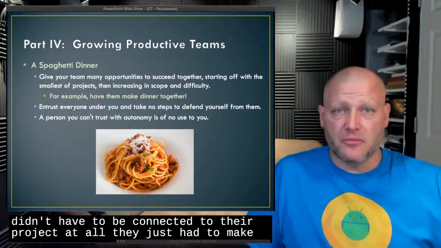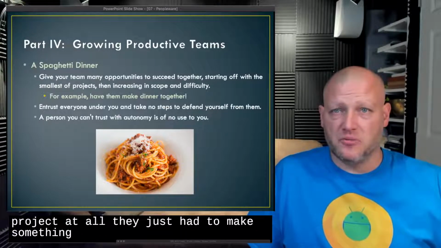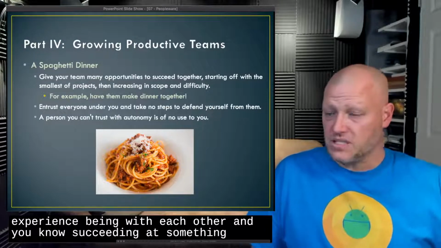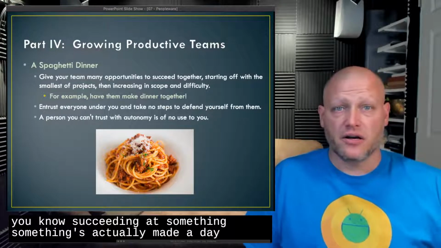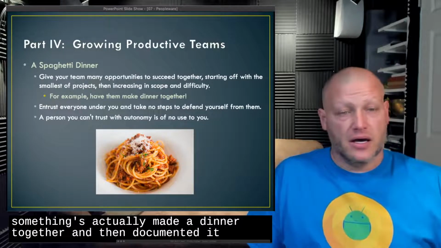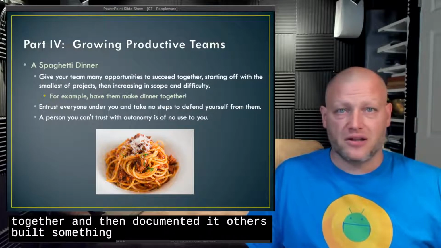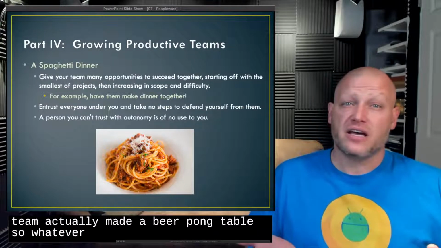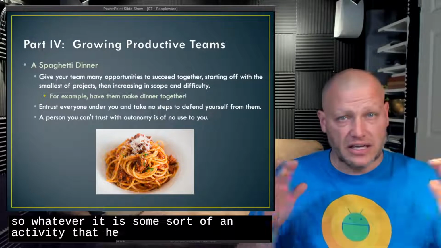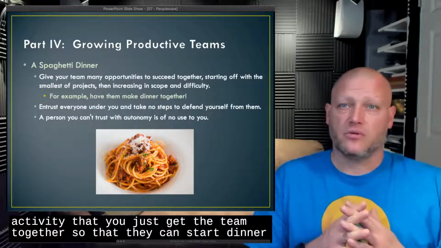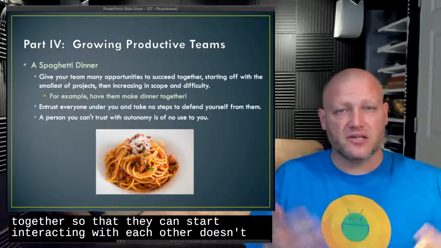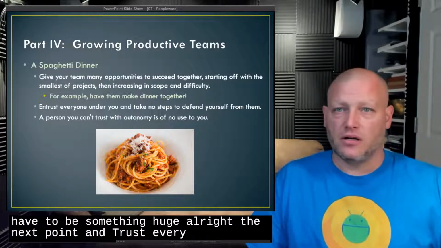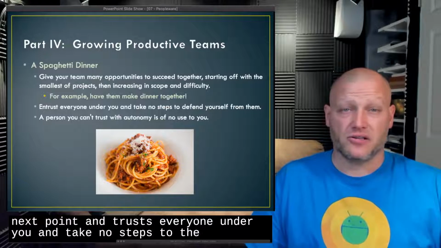They just had to make something so that they could experience being with each other and, you know, succeeding at something. Some teams actually made a dinner together and then documented it. Others built something simple. I think one team actually made a beer pong table. So whatever it is, some sort of an activity that can just get the team together so that they can start interacting with each other. Doesn't have to be something huge. All right. The next point, entrust everyone under you and take no steps to defend yourself from them.